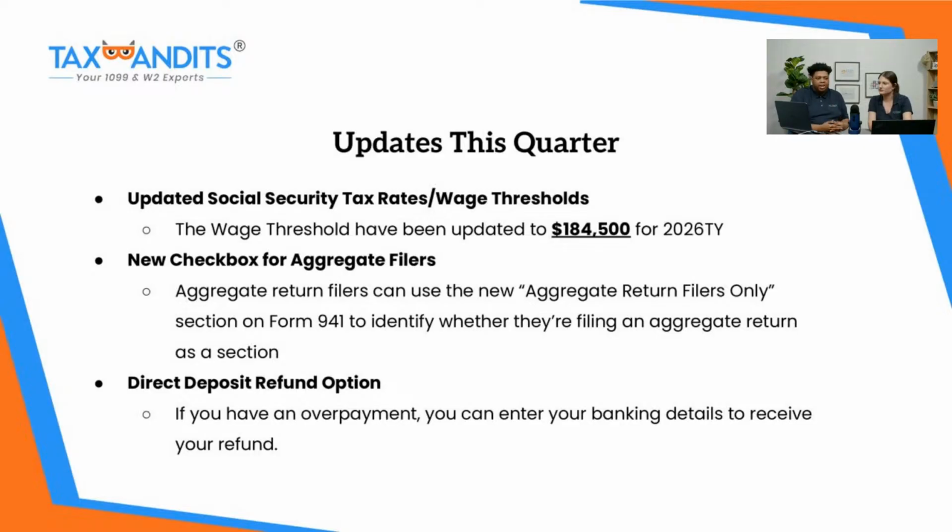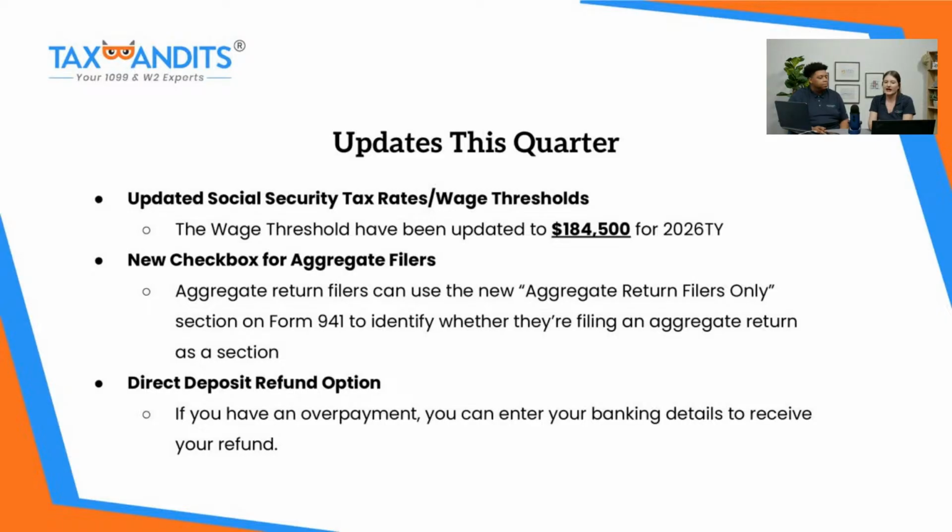Alrighty, so since we're heading into the new 2026 tax year for the 941, the IRS has provided some updates for this quarter. First off, the wage threshold has been updated to $184,500 for 2026, as opposed to the $176,000 from last tax year. And we do have a new checkbox for aggregate filers. So if you are an aggregate filer, you can notate using the new aggregate filers only section on the 941 form.